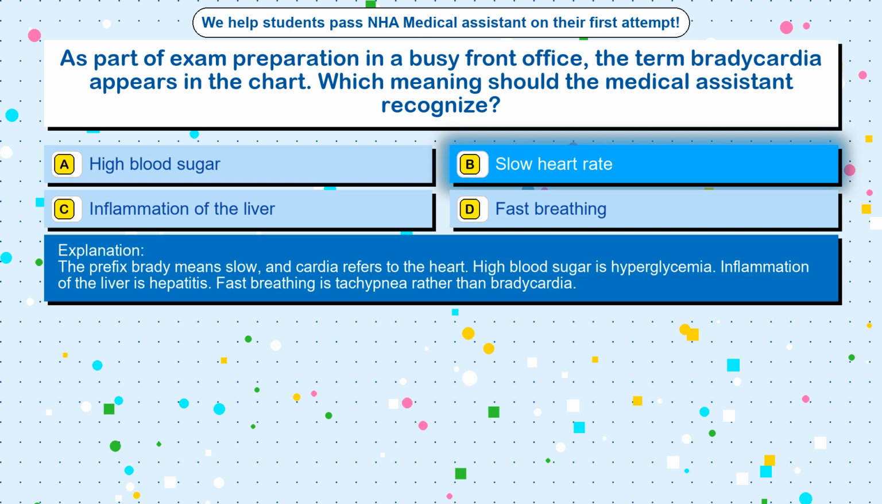The prefix brady means slow, and cardia refers to the heart. High blood sugar is hyperglycemia. Inflammation of the liver is hepatitis. Fast breathing is tachypnea rather than bradycardia.